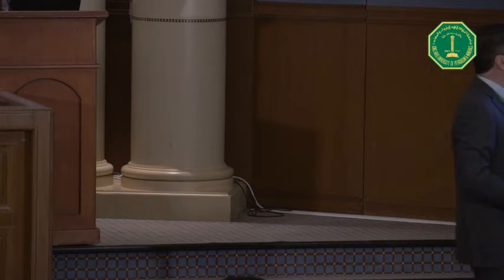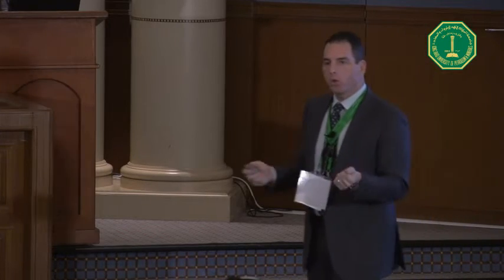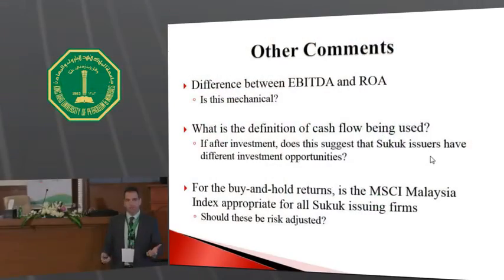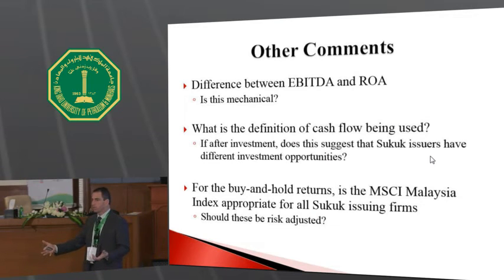Okay, and then finally, we're told that Sukuk issuers are different than bond issuers. Well, but does that mean that they should have the same buy and hold returns? Again, I'm not an asset pricing person, but what that tells me is that the characteristics of Sukuk issuances are different than the characteristics of bond issuers. Therefore, the amount of risk adjustment that I would do on the Sukuk issuers should be different than the amount of risk adjustment I do on the bond issuers.